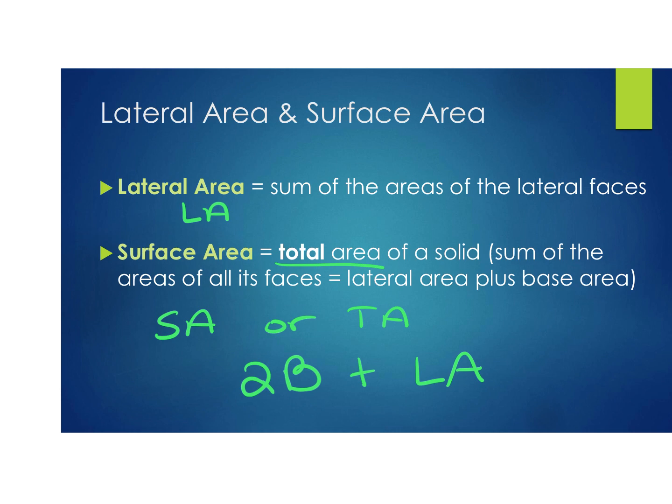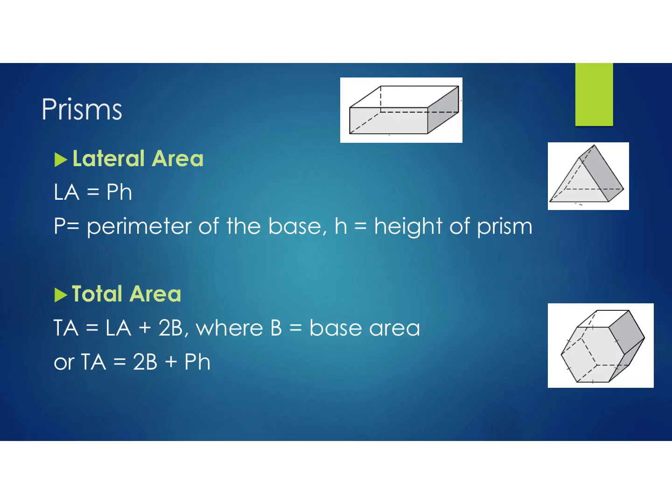Now remember, some of these solids may not be pictured sitting on their base. Sometimes, especially with the triangular prism, they tilt it and sit it on its side, or its lateral face. So here are the formulas for lateral area and total area. Now let me go ahead and identify the pictures of these solids.